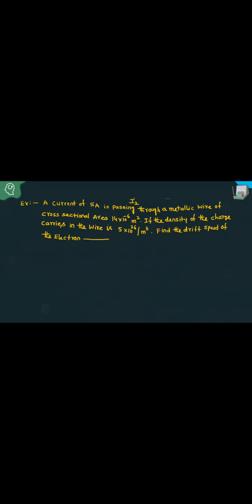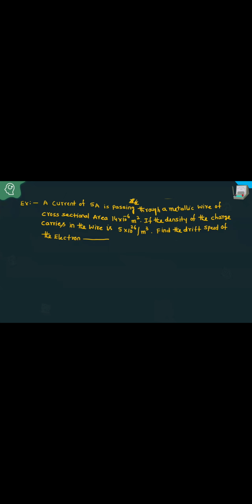Then can anybody answer this question? Try, students. A current of 5 ampere is passing through a metallic wire of cross-sectional area 14 into 10 to the power of minus 6 meter square. If the density of the charge carriers in the wire is 5 into 10 to the power of 26 per meter cube, find the drift speed of the electron.